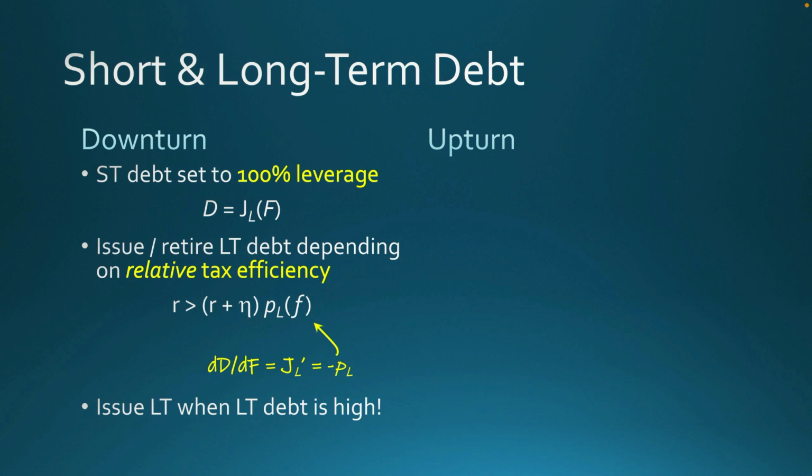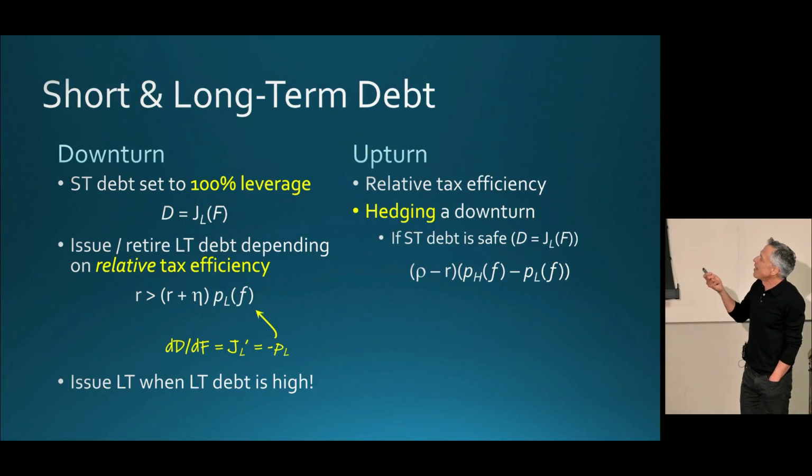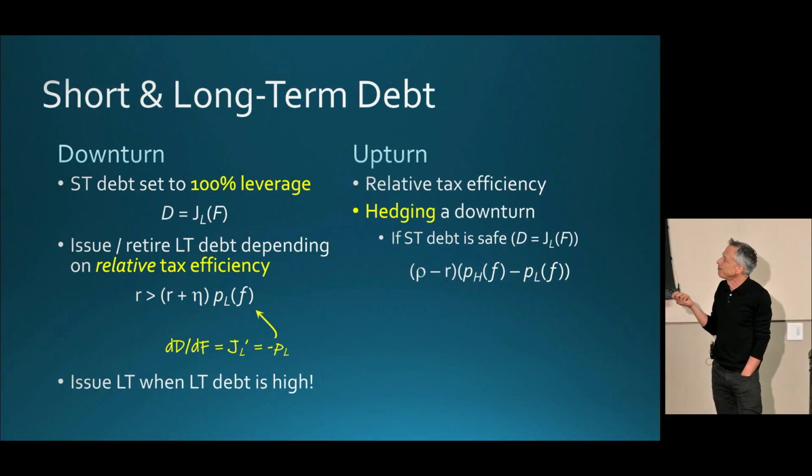All right, what happens in the upturn? This is the initial state. This is the main state of emphasis in the paper. The same relative tax efficiency stuff applies, so I'll just leave that aside. There's another motive as well to potentially use long-term debt, and that is the hedging of a downturn.